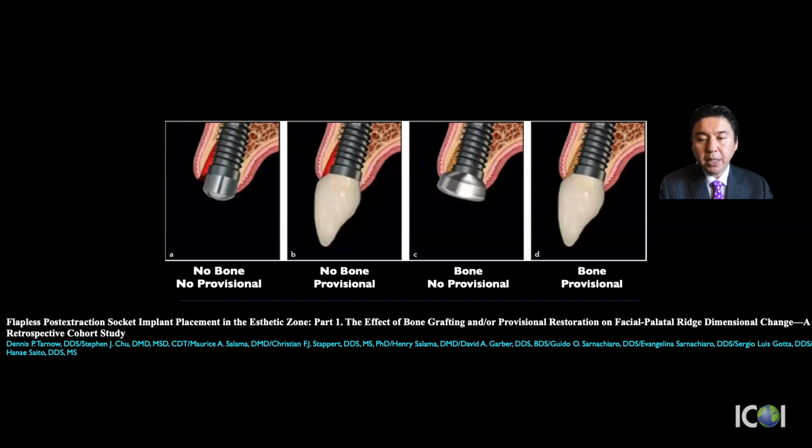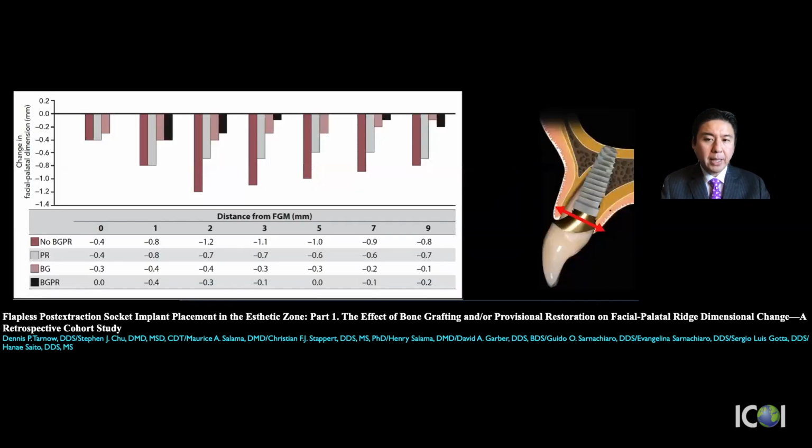They put the immediate implant in the aesthetic zone, and between the buccal bone and the implant: Type A, you don't put the bone graft and you don't put the provisional. Type B, you put the provisional without the bone graft. Type C, you put the bone graft but without the provisional. Type D, you put the bone graft with the provisional. And they made a measurement between the buccal and the lingual.